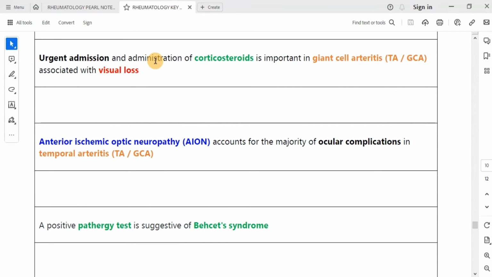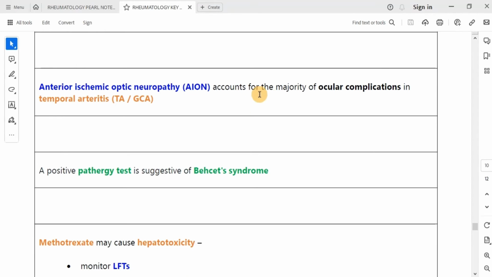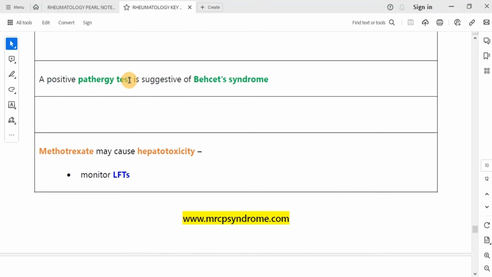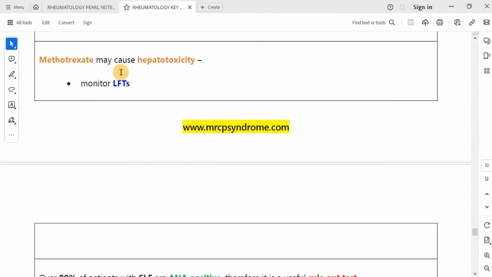Urgent admission and administration of corticosteroid is important in giant cell arteritis associated with visual loss. Anterior ischemic optic neuropathy accounts for the majority of the ocular complications in temporal arteritis. A positive pathergy test is suggestive of Behçet syndrome. Methotrexate can cause hepatotoxicity, so we need to monitor liver function tests.